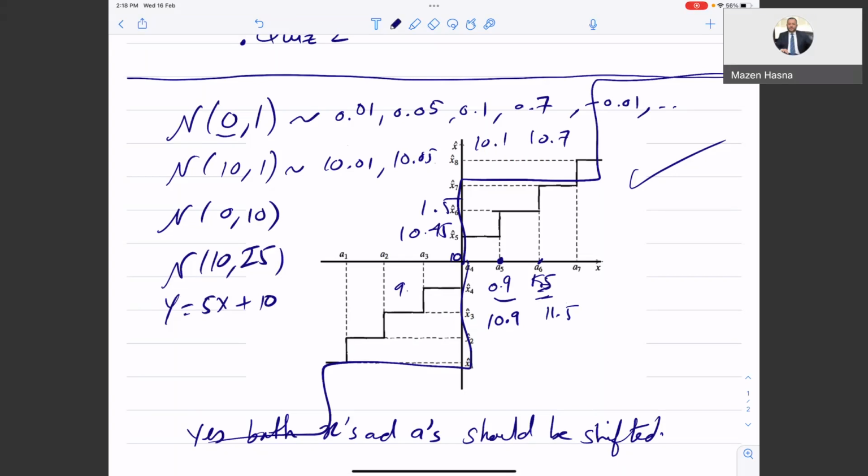What will be the center? 10 and 10. And what will be the step? So the way to do this is to enlarge it and then shift it. Don't shift it and then enlarge it. Because if you shift it and then enlarge it, it will be something like 5x plus 10. So these are different. You have to enlarge and then shift.